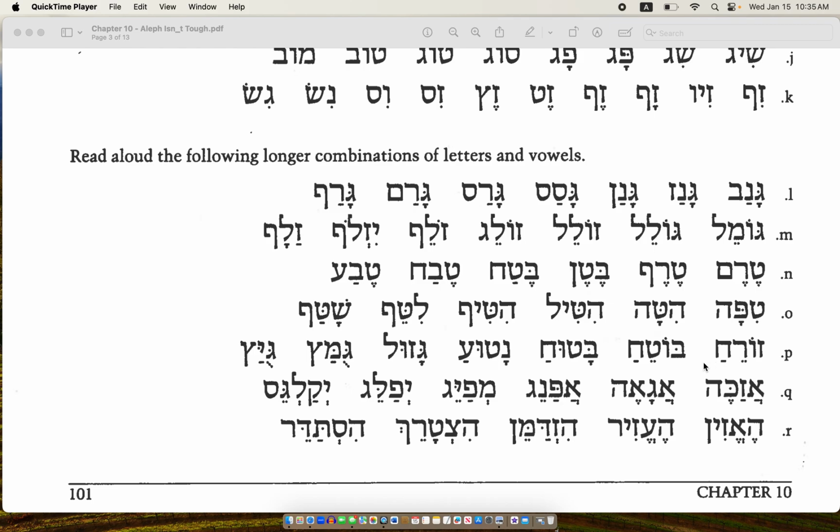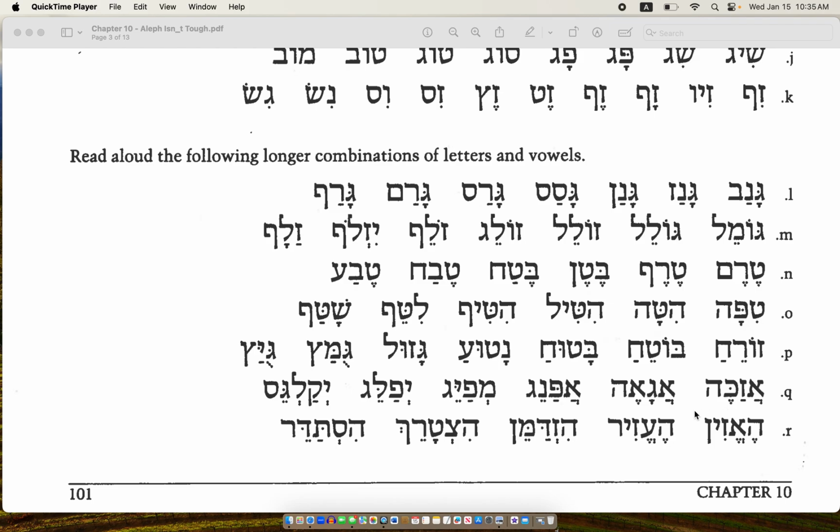Line P. Zoreach, boteach, batuach, natua, gazul, gumats, guyats. Line Q.